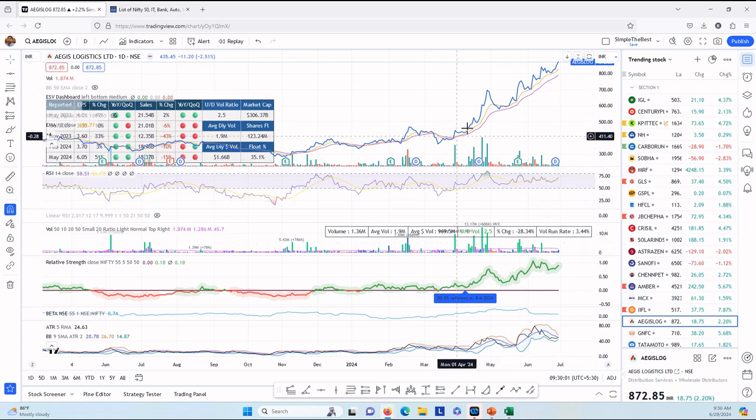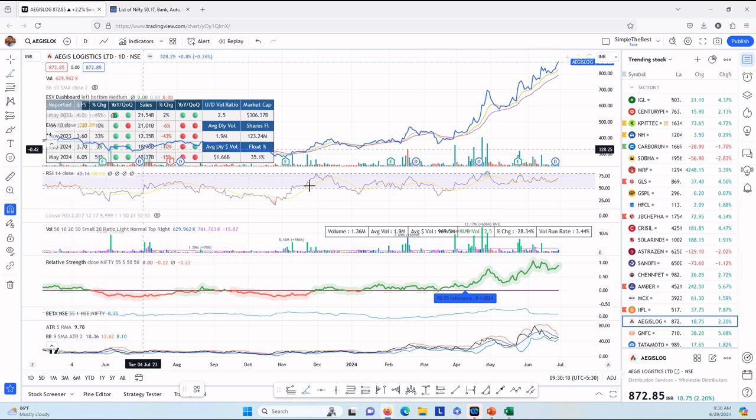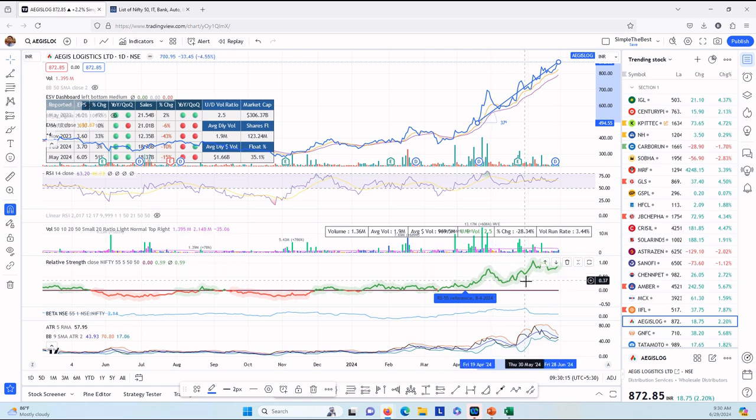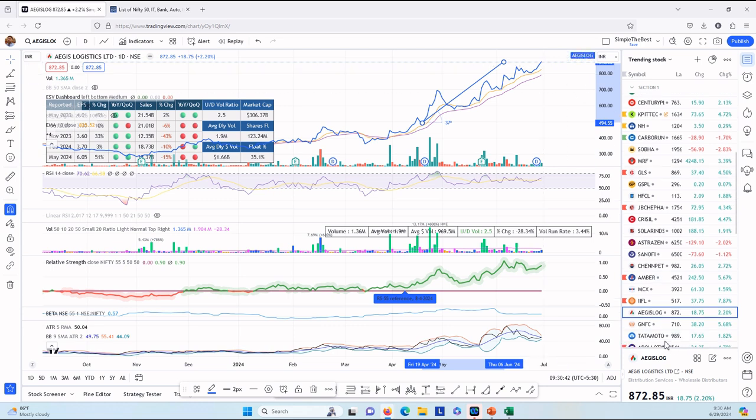This stock is consistently increasing, and especially if I measure the angle, that's in our favor. Even RS is performing very well, everything is fine. Sales is not fine, and I need some kind of correction. This is from the logistics sector, and it's really performing well. Sector-wise, if the breadth is good, then I can go for that. Otherwise, I'll try to avoid.